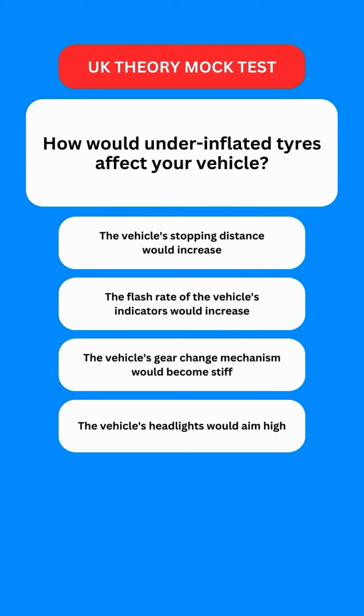Next question is, how would underinflated tires affect your vehicle? Options are the vehicle's stopping distance would increase, the flash rate of the vehicle's indicators would increase, the vehicle's gear change mechanism would become stiff, or the vehicle's headlights would aim high. So the correct option is the first one, the vehicle's stopping distance would increase.